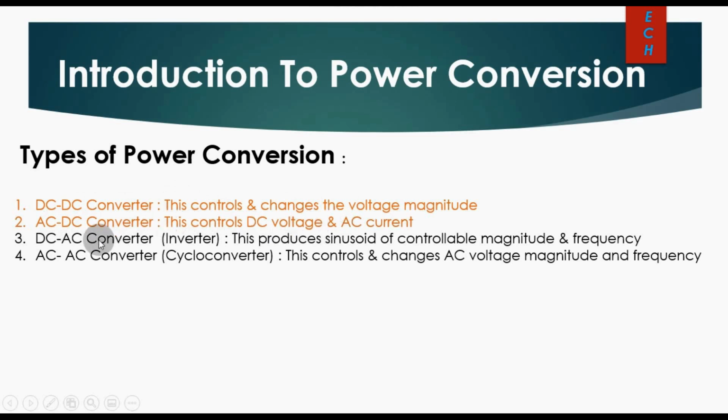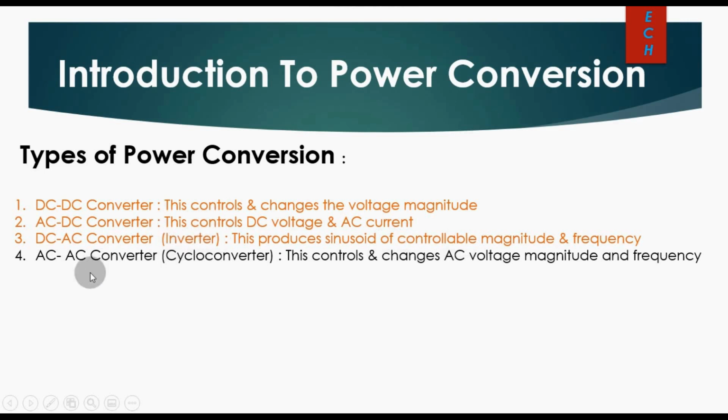Then the third power conversion technique is DC to AC converter. Sometimes it is called inverter. This produces a sinusoid of controllable magnitude and frequency. So basically inverter, what does it do? It converts DC to AC with controllable magnitude and frequency. So that is why it is called inverter.